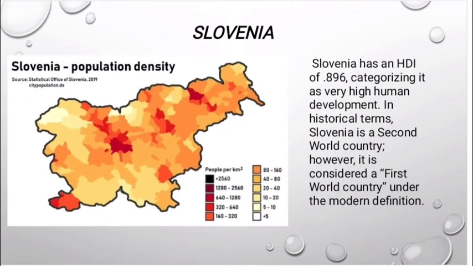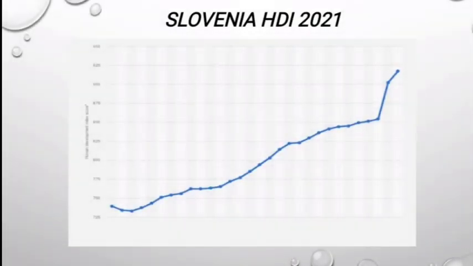Slovenia has an HDI of 0.896, categorizing it as very high human development. In historical terms, Slovenia is a second world country. However, it is considered a first world country under the modern definition. An example of very high human development is the country of Slovenia.